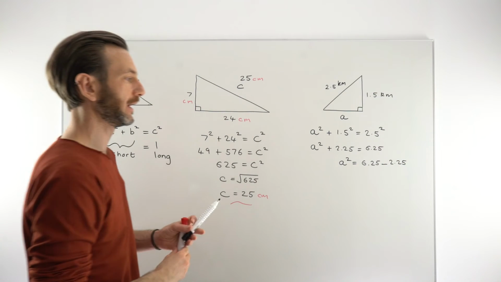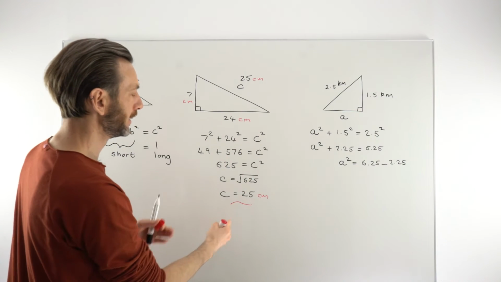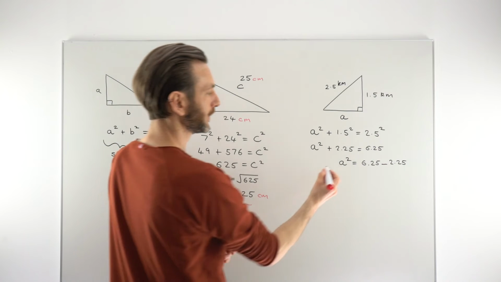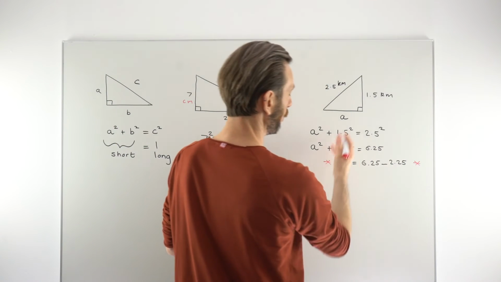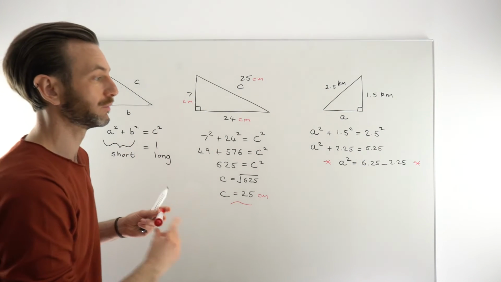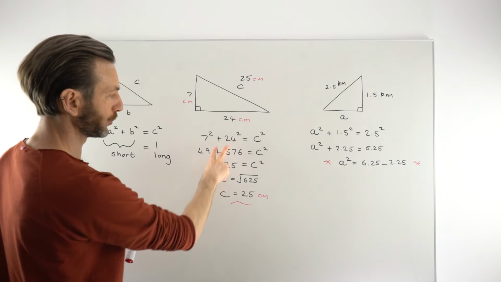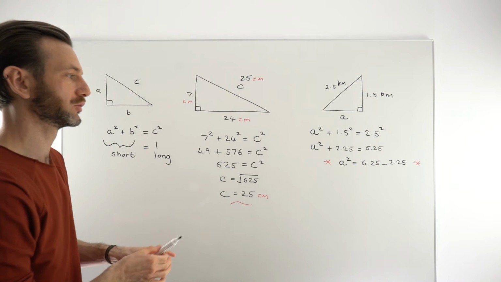So it's really that line of working that makes this one more difficult than this one. We didn't have to manipulate the equation here. We just added our numbers and square rooted at the end. Here we had this line where we had to move that term over to the other side, so that we end up with the thing we're trying to find on one side and the numbers on the other side. That was already the case here. The C was on one side and the numbers were on the other side.